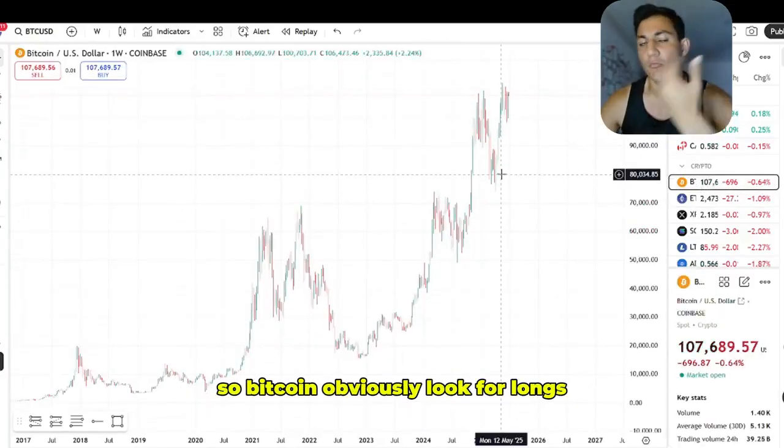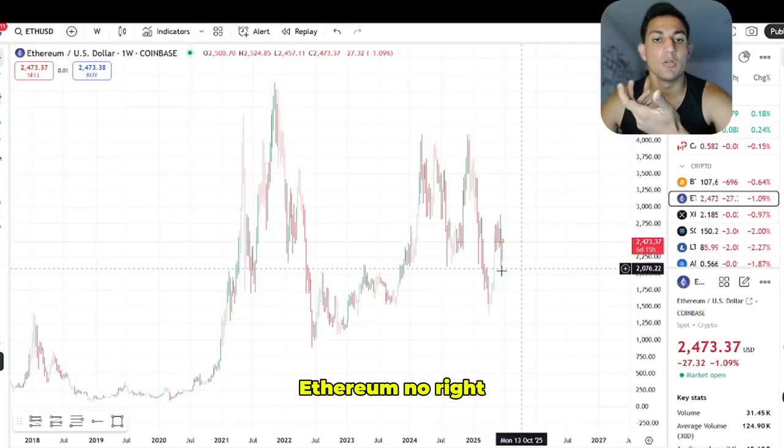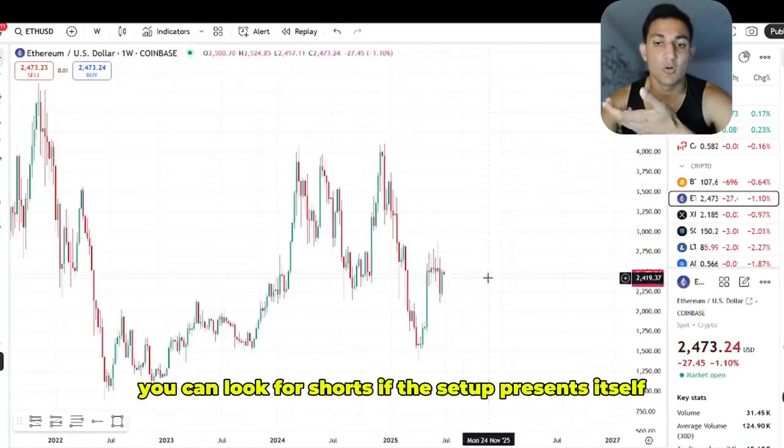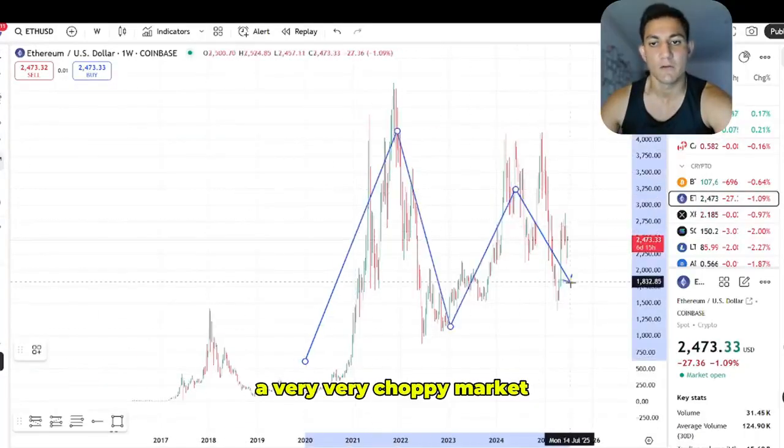What does this mean? In fact, this is choppy and a lot weaker than Bitcoin, right? So Bitcoin, obviously look for longs. It's the strongest out of all the crypto coins. Ethereum, no. I mean, you can look for shorts if the setup presents itself, but overall, what do we have? A very, very choppy market.